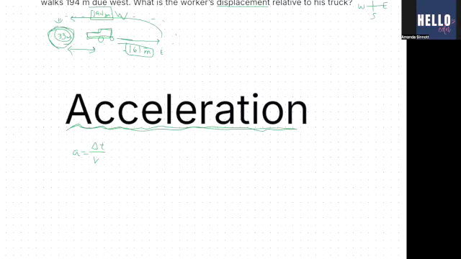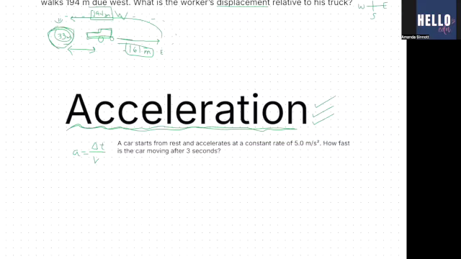Yes, that's acceleration. A car slowing down, also acceleration. A car turning, also acceleration. So velocity has two parts, speed and direction. So acceleration happens anytime speed changes or direction changes. Let's do an example problem together. A car starts from rest and accelerates at a constant rate of 5 meters per second. How fast is the car moving after 3 seconds?